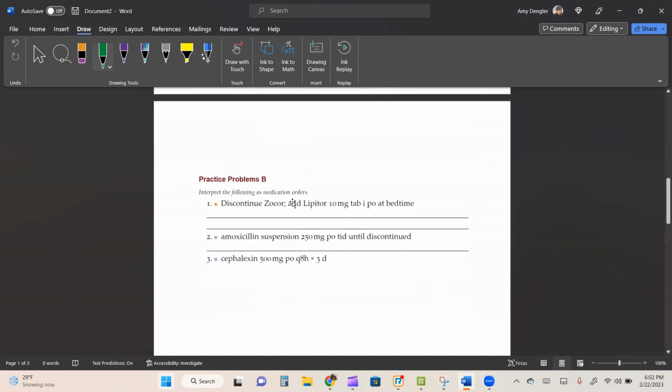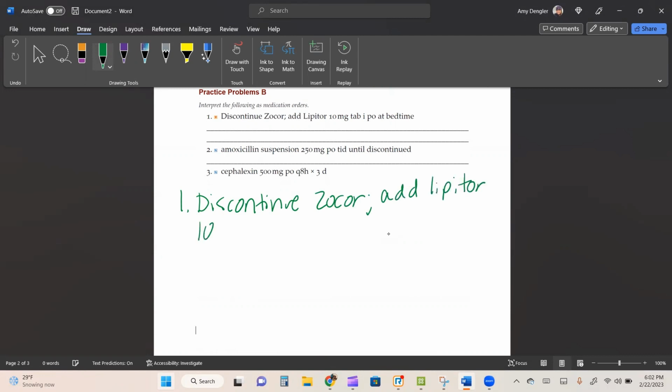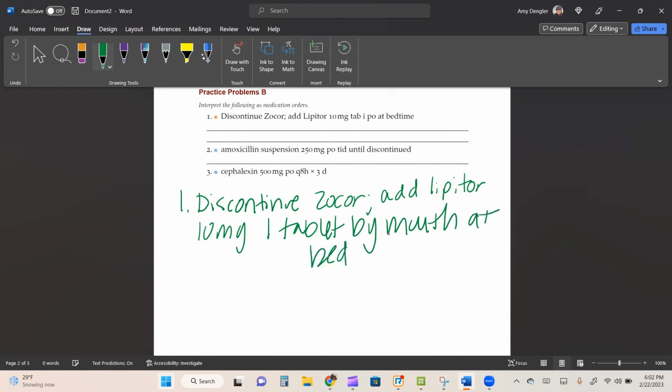All right. The next set of problems that we're gonna go over, these are med orders. So these are written for medical professionals, not for patients. So for number one, we would say discontinue Zocor. Add Lipitor, 10 milligrams. 1 tablet by mouth at bedtime.